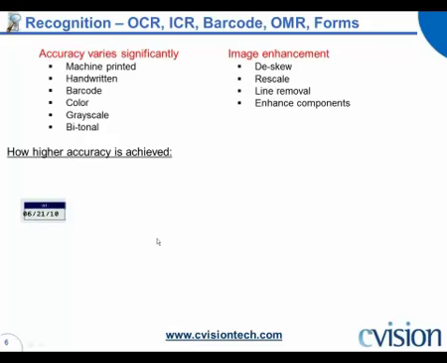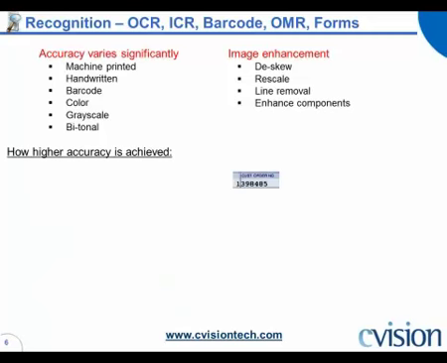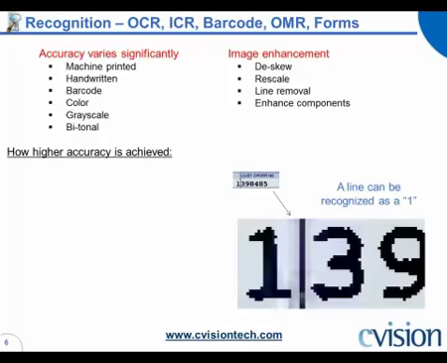So here's an instance where the 0 passes on top of the boundary line. So lines through text can create issues. So it might be difficult for that 0 to be recognized. It might be recognized as an 8, for instance. Here's another instance where the 1 is outside of the field. So one of two things could potentially happen here. A line can be recognized as a 1, or potentially if you're trying to recognize that field data, it might not even recognize that 1 if you're really focusing in on that zone.